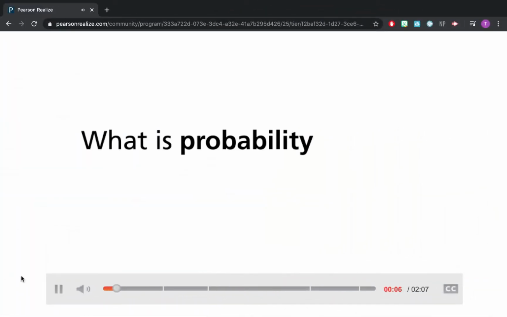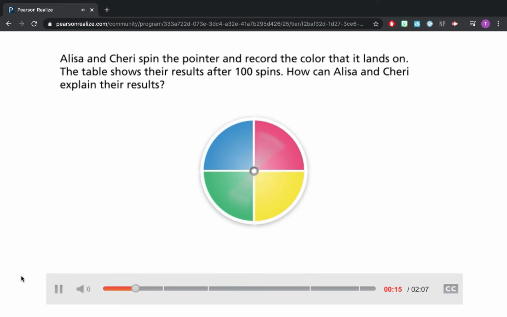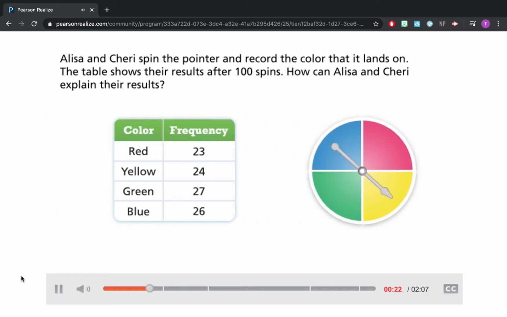What is probability, and how is it related to outcomes? Think about this question during the lesson. Alyssa and Sherry spin the pointer on the spinner and record the color that it lands on. The table shows their results after 100 spins. How can Alyssa and Sherry explain their results?